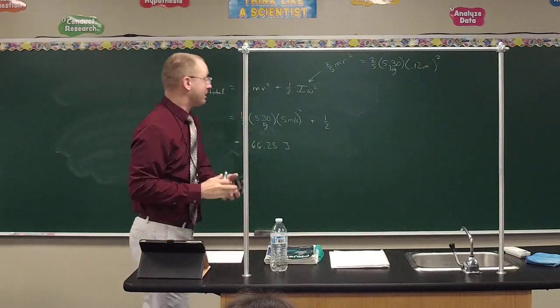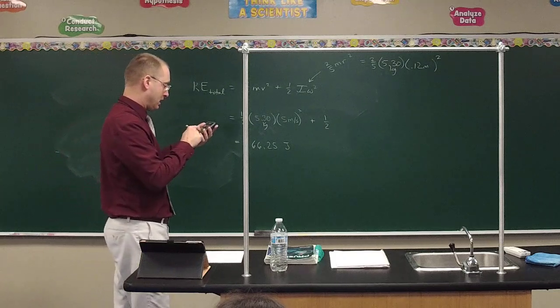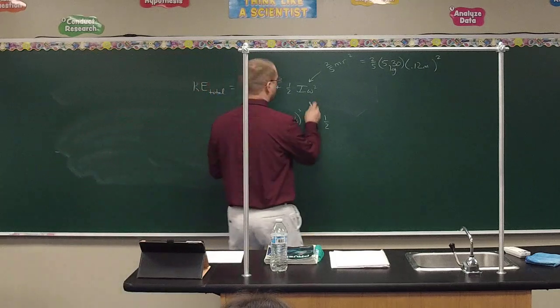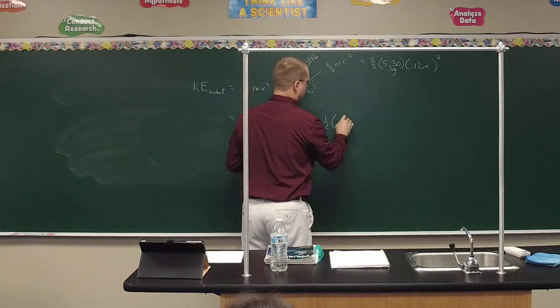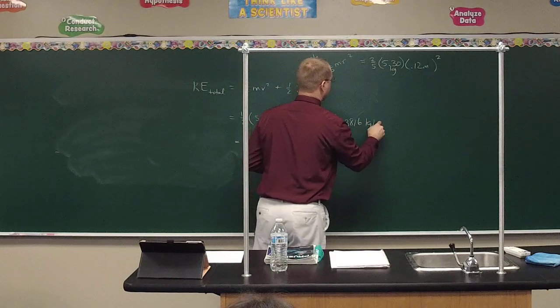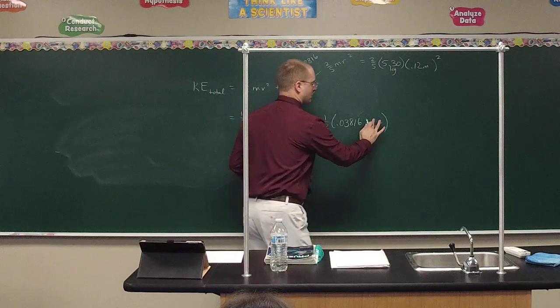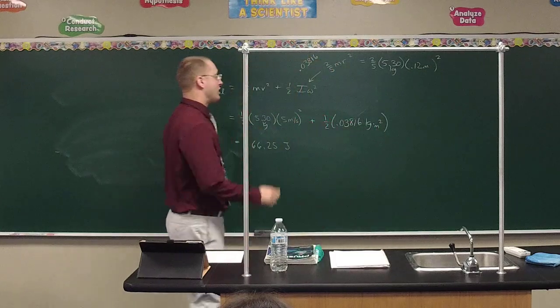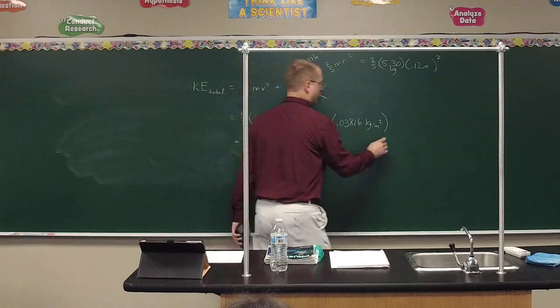All of that has to get multiplied together. 0.12 squared times the 5.3, divide all that by 2. And so the I value comes to 0.03816. Remember, that's kilograms times meters squared. There's the rotational inertia. But then I also have to find the omega value.